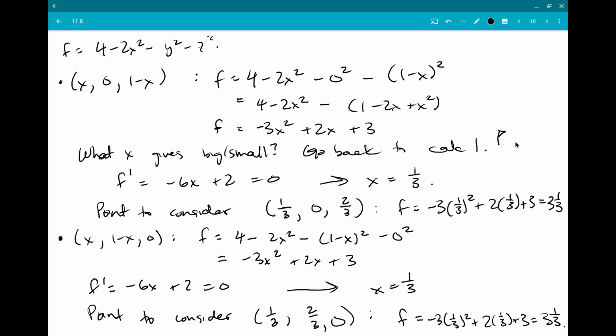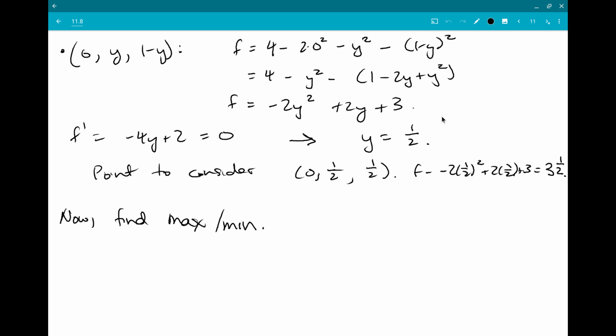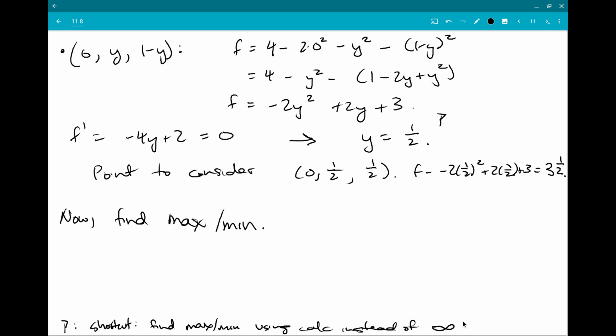I don't know, I'll do like a little flag right there. So you know that that's a shortcut we took. That's a shortcut we took. And that's a shortcut we took. And we'll do like right here, shortcut. Find max/min using calculus instead of a million function evaluations. That's what that little flag sign means.